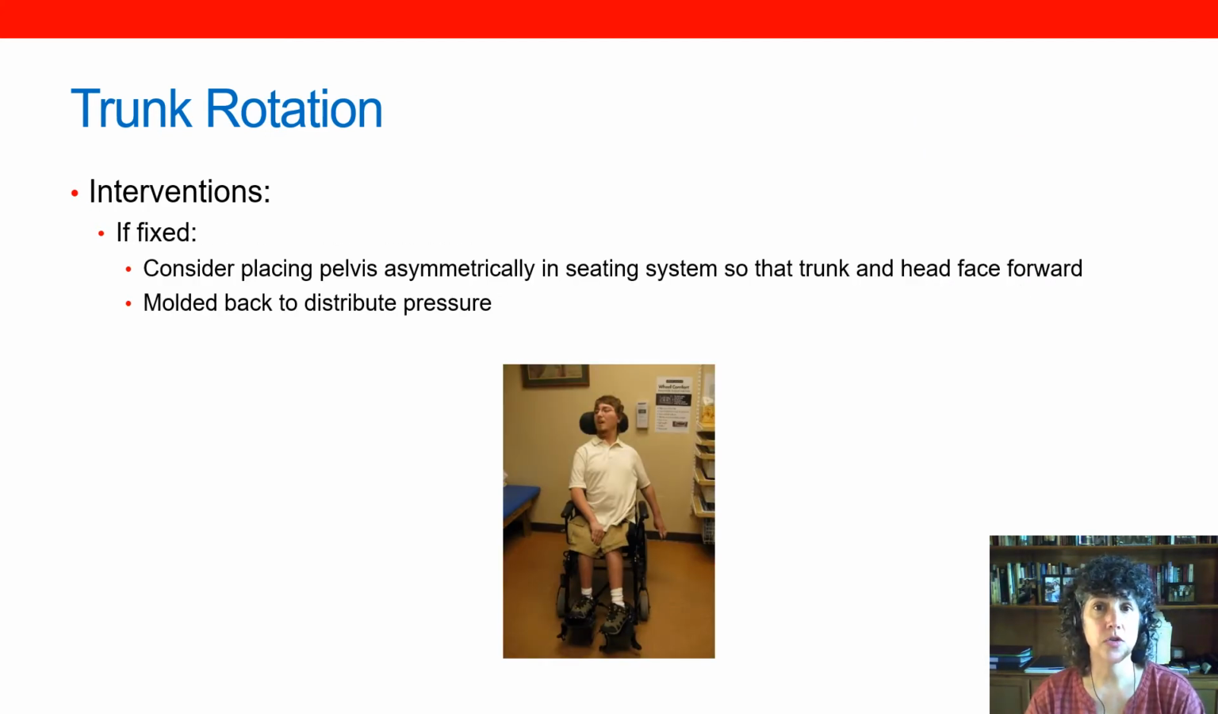What if trunk rotation is fixed, non-reducible? What do we do? Well, sometimes we can place the pelvis asymmetrically. We can allow some rotation of the pelvis so that the client is facing forward. It's very important that this client can face forward for their world. If that's the case, if there's not good contact behind the pelvis and the trunk, sometimes a molded back will be required to distribute pressure.